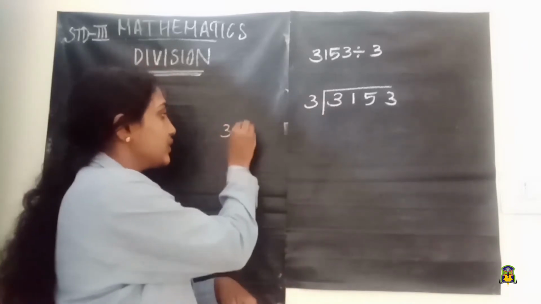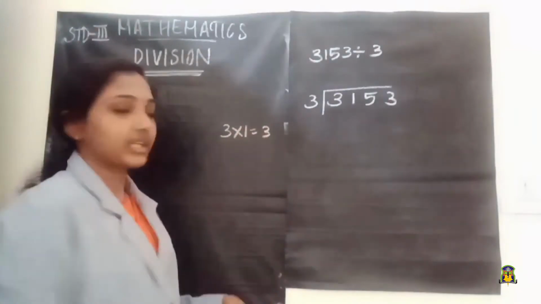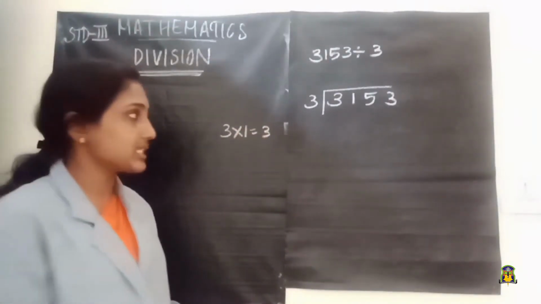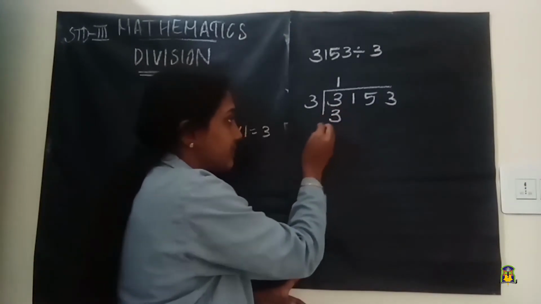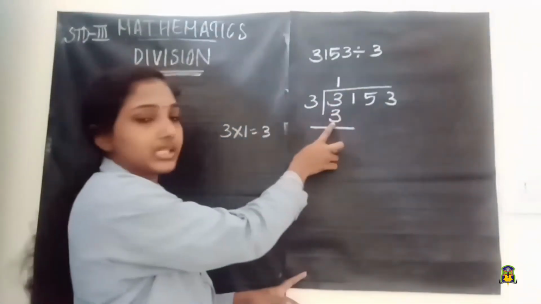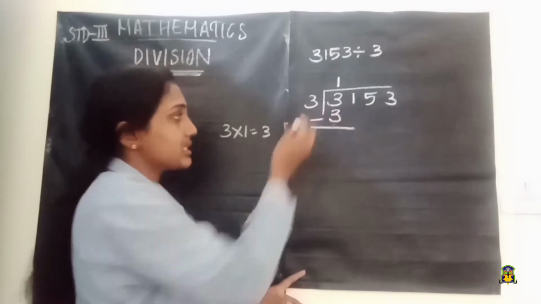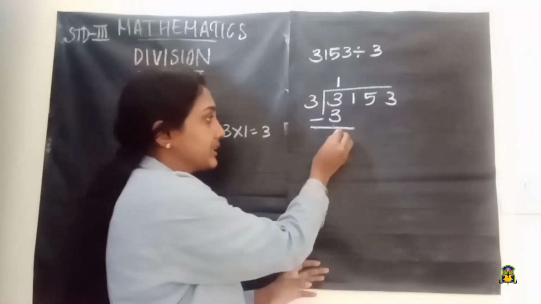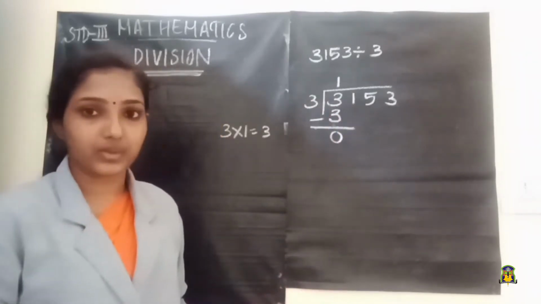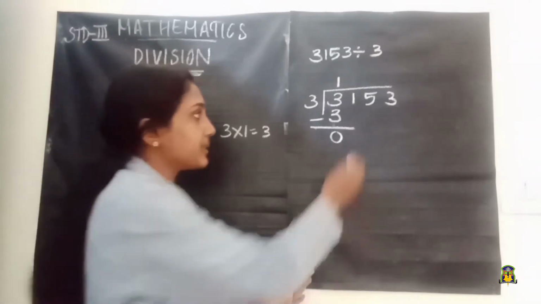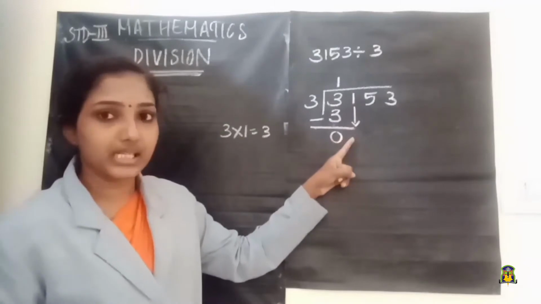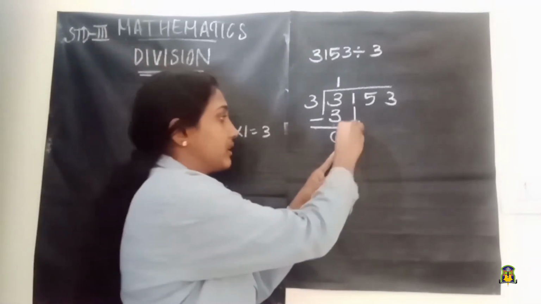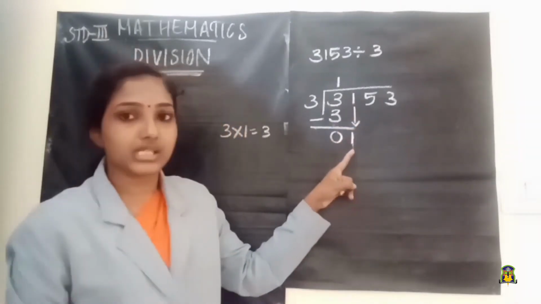Very good. 3 into 1 is equal to 3. So we can write that 1 here, and we can subtract that product. 3 into 1 is equal to 3, and we are going to subtract this product. On subtraction, we'll get 0. The next step is to bring down the next digit. So bringing down the next digit, 1. Now look, it is 1 here.